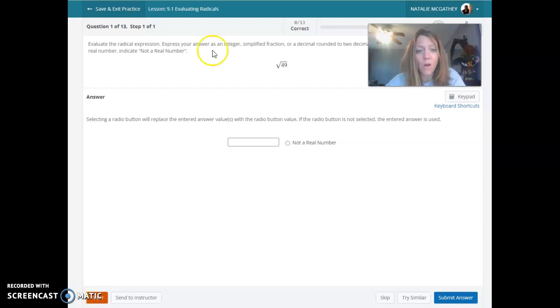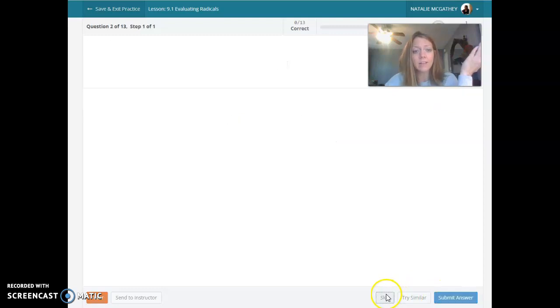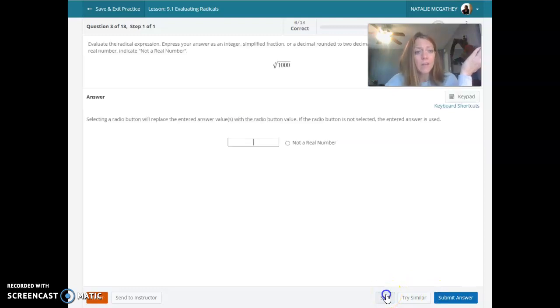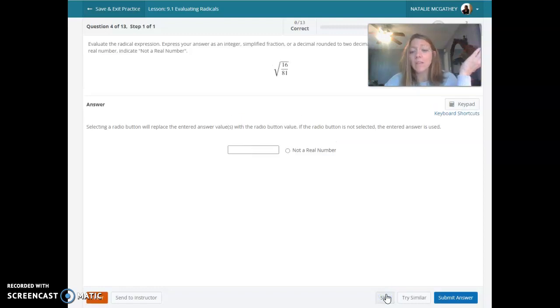All right, so I just want to walk through a few of the problems on Hawks. A lot of these are just from section 9.1, where you're just simplifying the radical. Something like the square root of 49, that's just going to be 7. 7 squared is 49. Let's skip through till we find something a little bit strange. Something like the square root of 16 over 81. You do the square root of the top over the square root of the bottom.